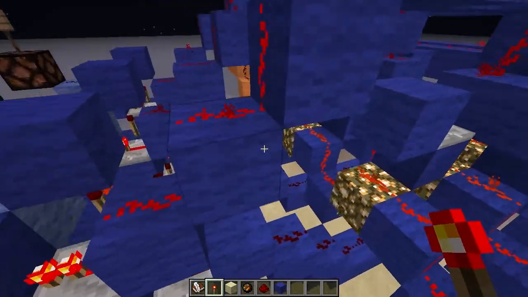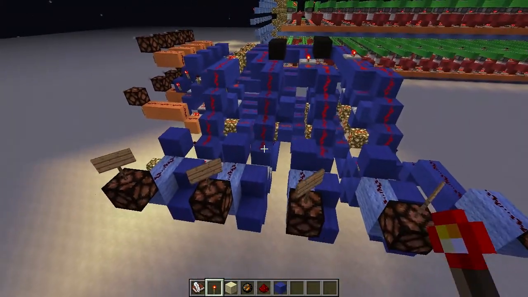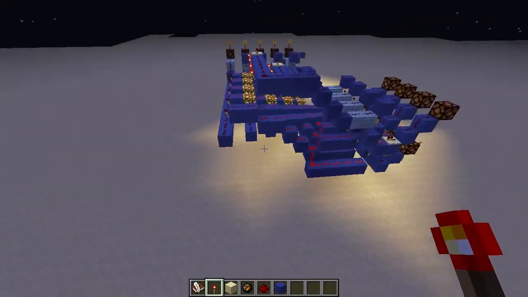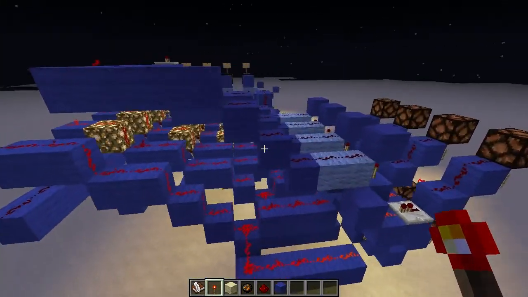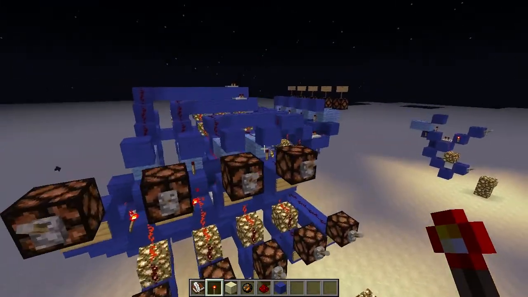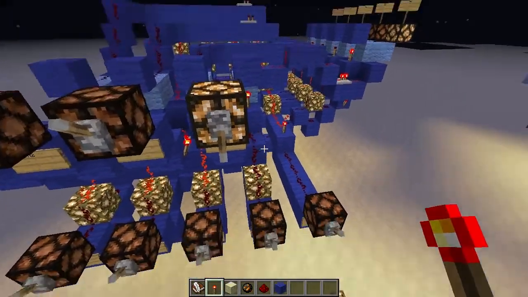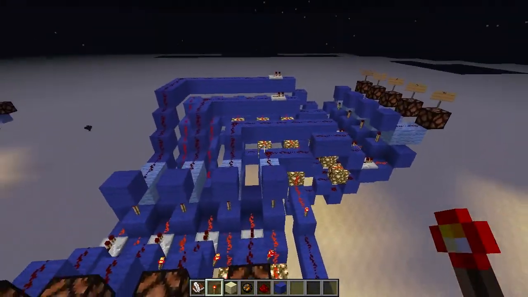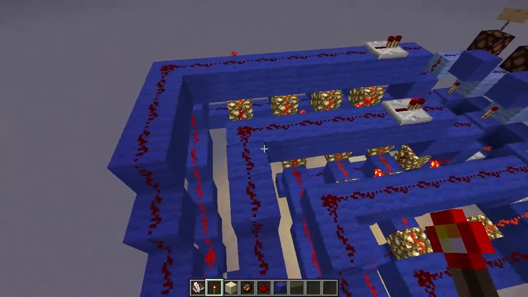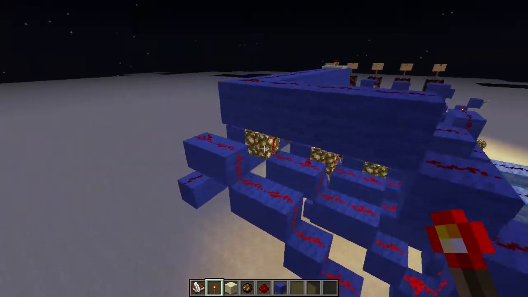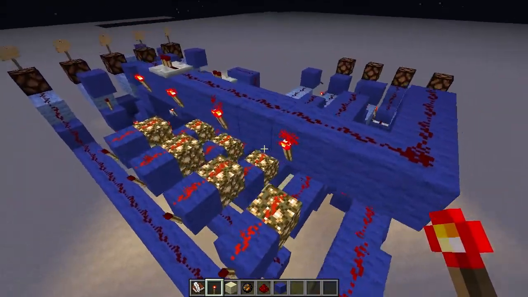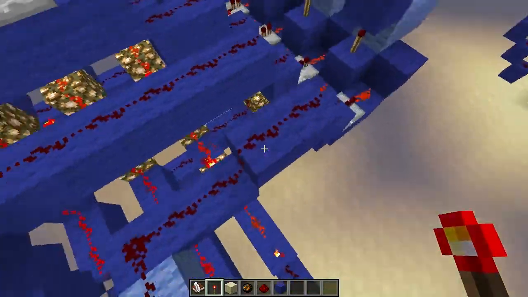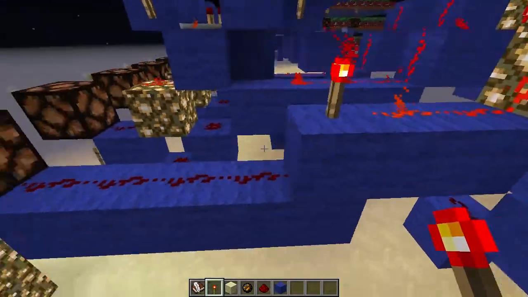So let's try and do something about all this stuff. So what we have here is what I got. It does pretty much the same. I bet it's about 6 ticks too, though I don't know much about redstone computing, and I'm still new to this, so I'm not sure if I can calculate it right.